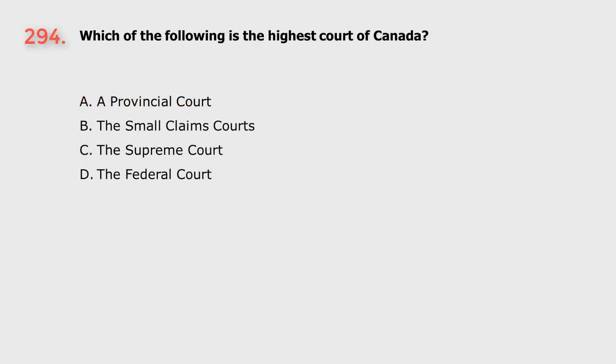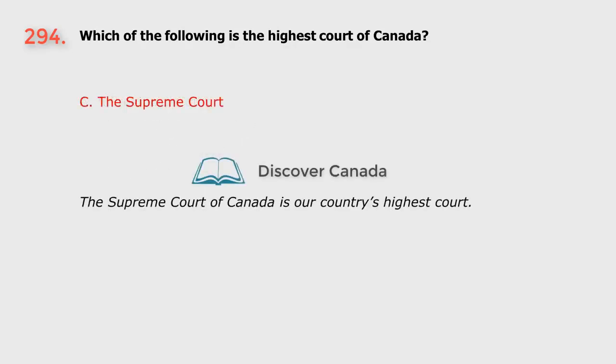Question 294. Which of the following is the highest court of Canada? A. A provincial court. B. The small claims courts. C. The Supreme Court. D. The Federal Court. The answer is C. The Supreme Court.